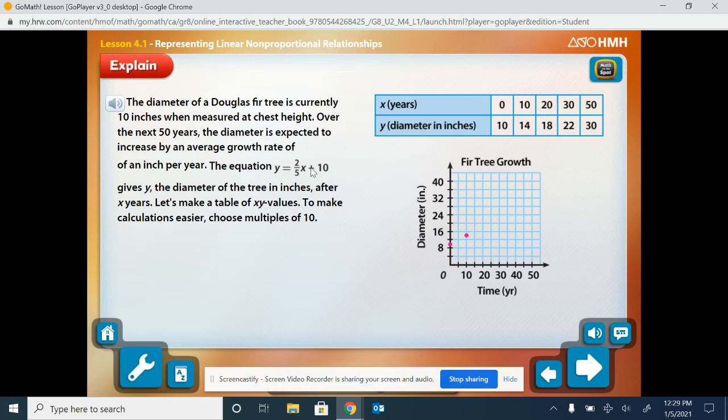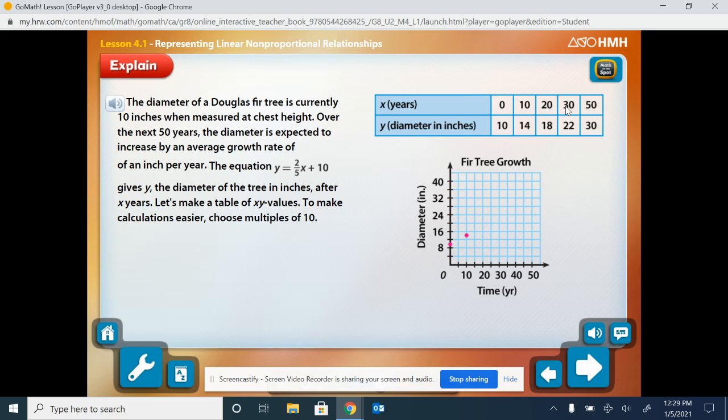So then you take 0. 0 times 2 is 0, divided by 5 is 0, plus 10 is 10. Then you take 10. 10 times 2 is 20. 20 divided by 5 is 4, plus 10 is 14. Now I see a pattern here. This one's going by 10, see? 0, 10, 20. And this one is going by 4s.